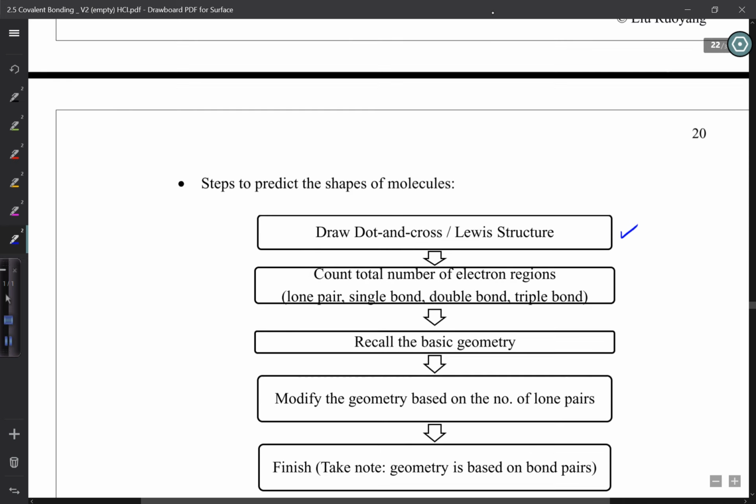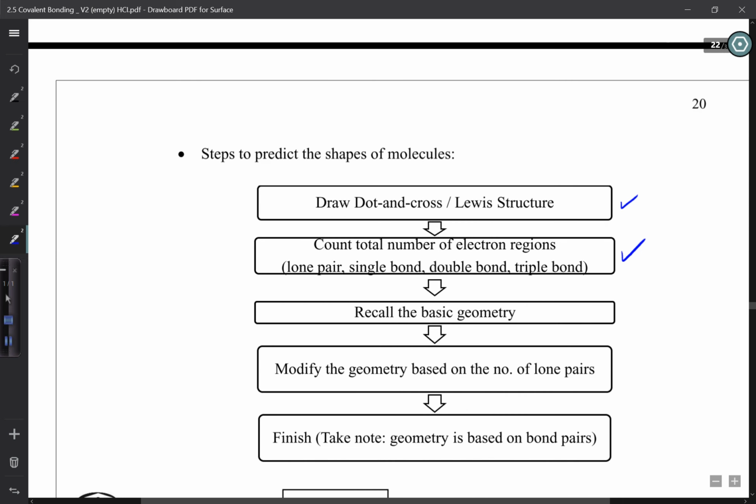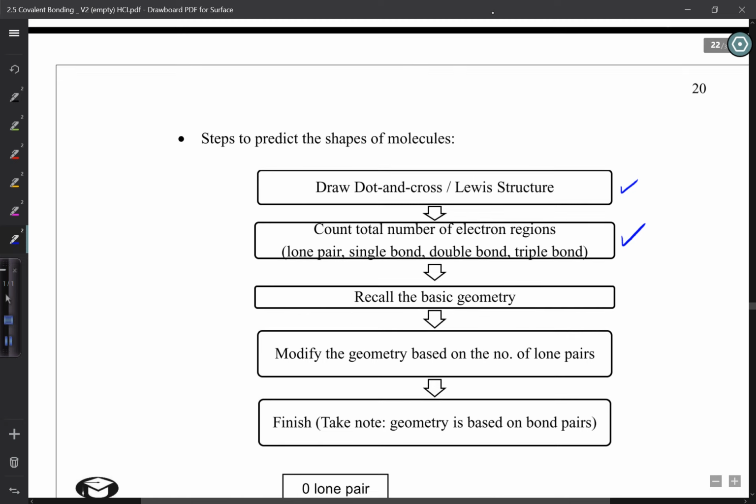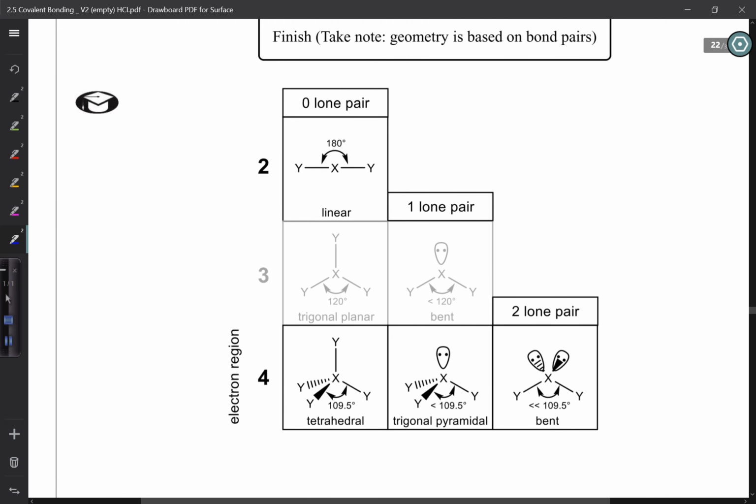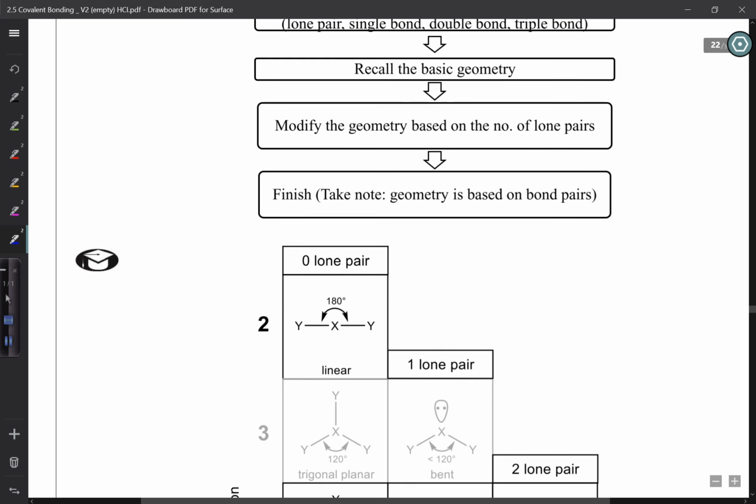So if you know how to count these, then we can move on to the next step. We have to recall the basic geometry. So what's the basic geometry? If you look at this truncated table over here, on the left hand side, electron regions 2, 3, and 4. For those of 2 and of 4, you have to know. For 2, the basic shape will be linear. For 4, the basic shape will be tetrahedral. Alright, this is what I mean by basic geometry.